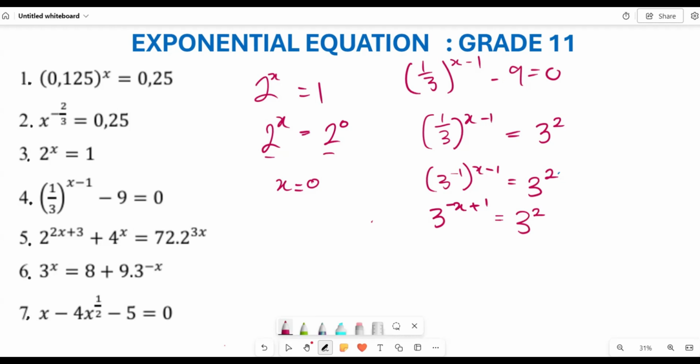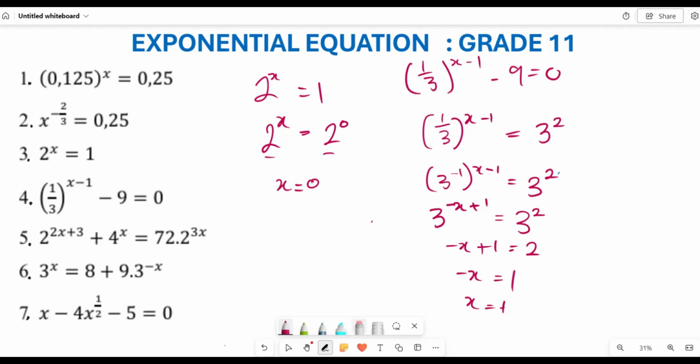Now from here, what we have is negative x plus 1 is the same as 2. So negative x is the same as 2 minus 1, which is 1. Therefore, our x is going to be negative 1 when you divide by negative 1 on both sides. So the solution for x is negative 1.